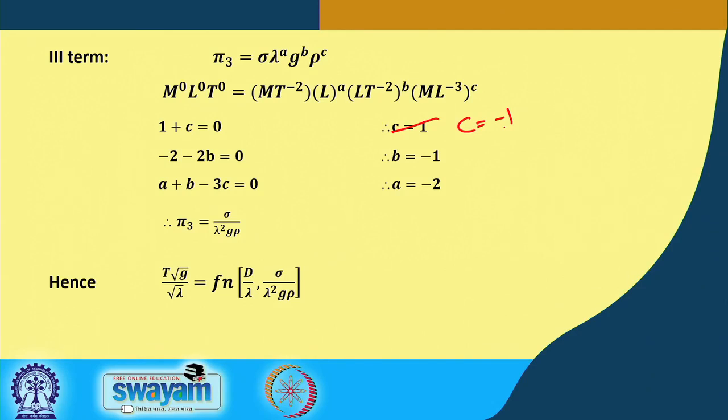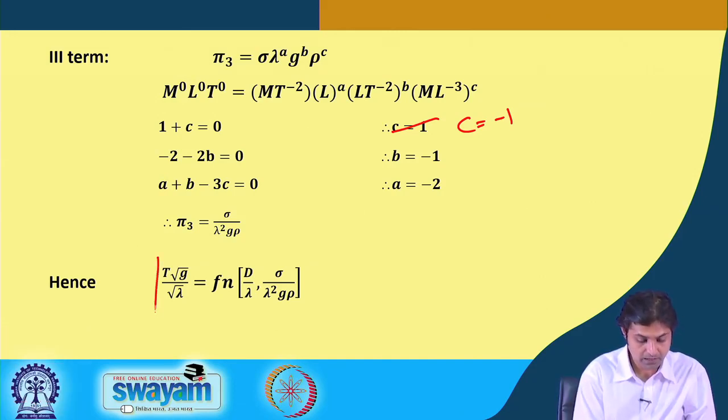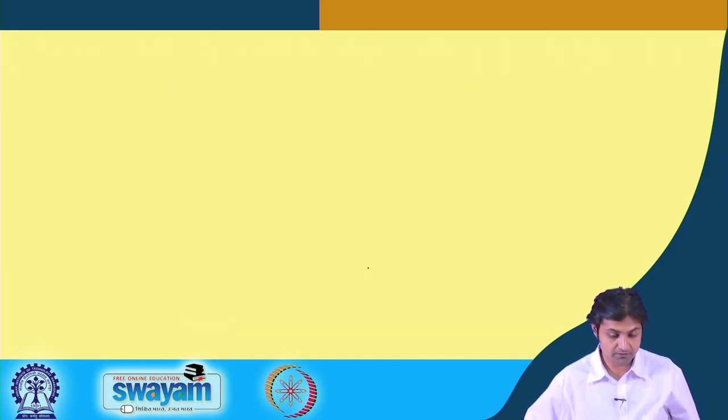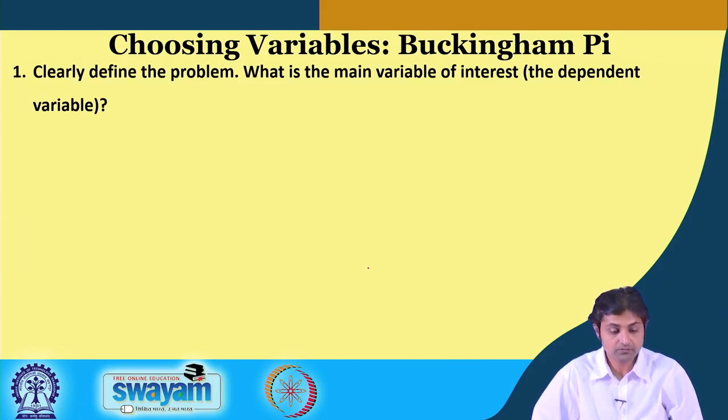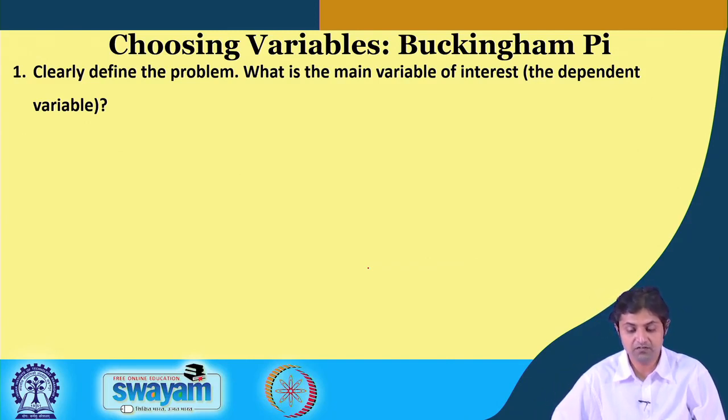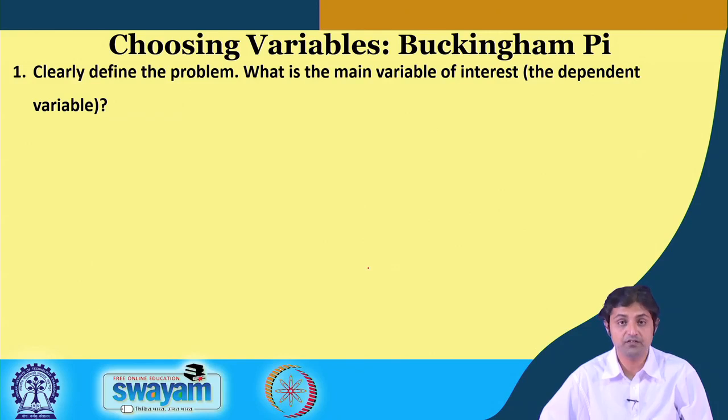Welcome back. In the last lecture we concluded by solving a question using the Buckingham pi theorem to obtain the time period. And now we proceed back to our discussion of how to choose the variables in the Buckingham pi theorem. So, choosing variables, the first step is to clearly define the problem, and we have to understand what the main variable of interest, or the dependent variable, is.